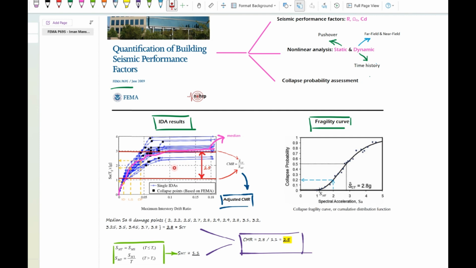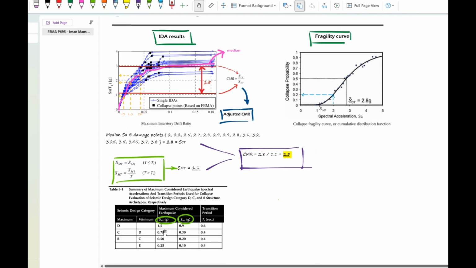And then the black squares show collapse points based on a definition, either when the drift reaches 10% or when the slope of the curve drops to 20% of the initial elastic slope. Now, from all those collapse points, we find the median spectral acceleration, shown here as SCT. And SMT is the MCE ground motion intensity, which is defined using these equations and the table below, depending on the period of the structure.